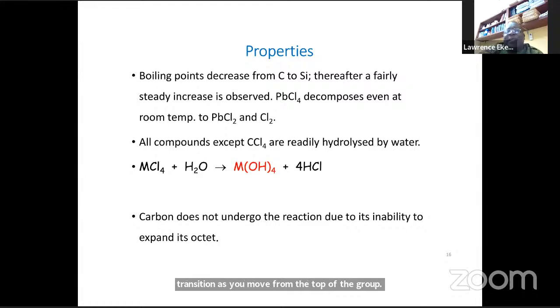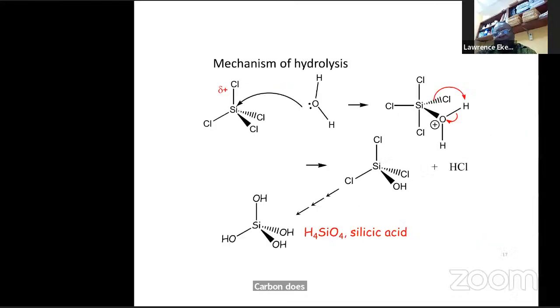All the compounds except carbon tetrachloride are readily hydrolyzed by water, so they undergo reactions with water. The only exception here is carbon tetrachloride, but every other tetrachloride of the other elements is easily hydrolyzed by water. Carbon does not undergo reaction due to its inability to expand its octet.